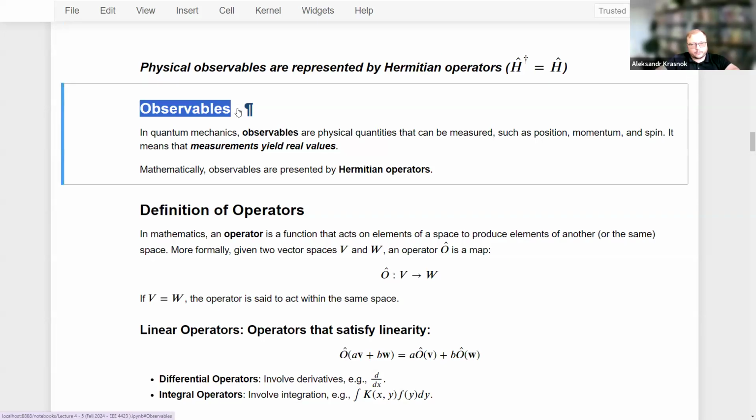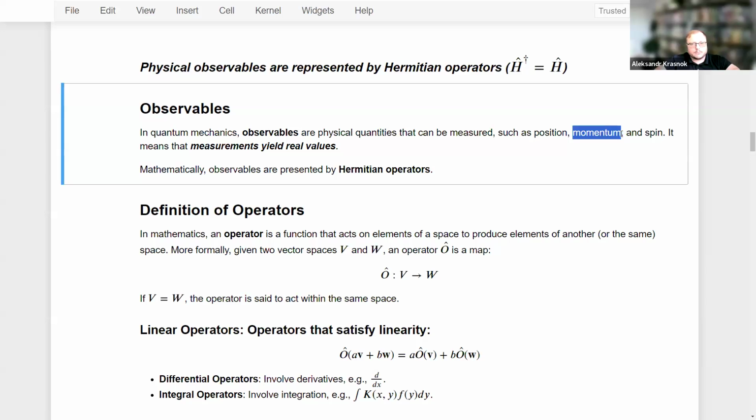First of all, observables. It's very simple. Observables are physical quantities that we can observe, detect, or measure in an experiment. Typical examples of observables could be position. I detected the electron here or here, so it's a coordinate. A coordinate is an observable. Momentum is another observable.